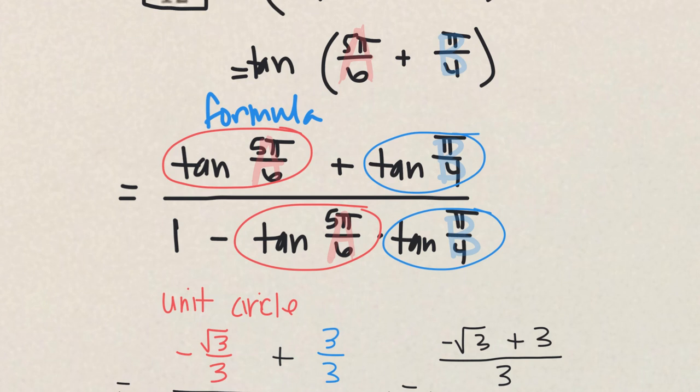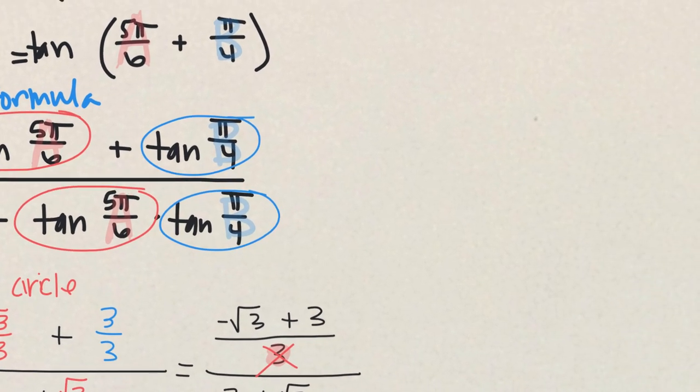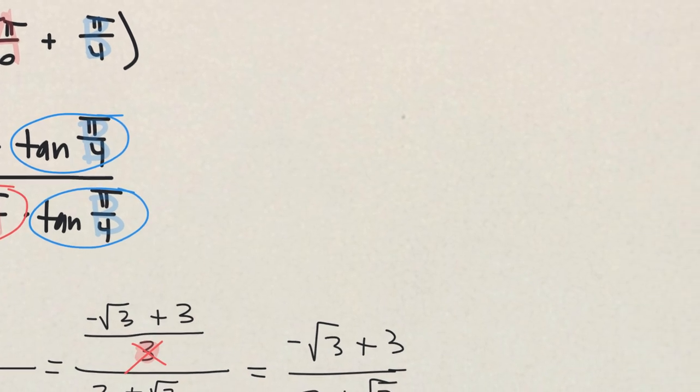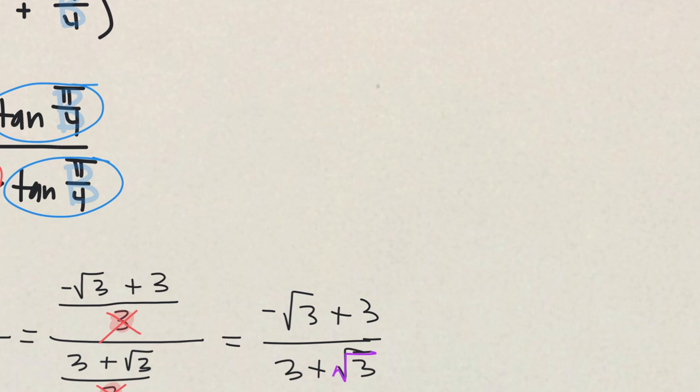Now we can notice that there is a 3 as both of our denominators. And when we multiply by the reciprocal, those 3's divide each other out. So what we're really looking for right now is the fraction negative root 3 plus 3 divided by 3 plus root 3. Okay, and here's where we get kind of tricky, because mathematics doesn't want you to have a radical in the denominator. So the way that we get rid of the radical is by multiplying by the conjugate.